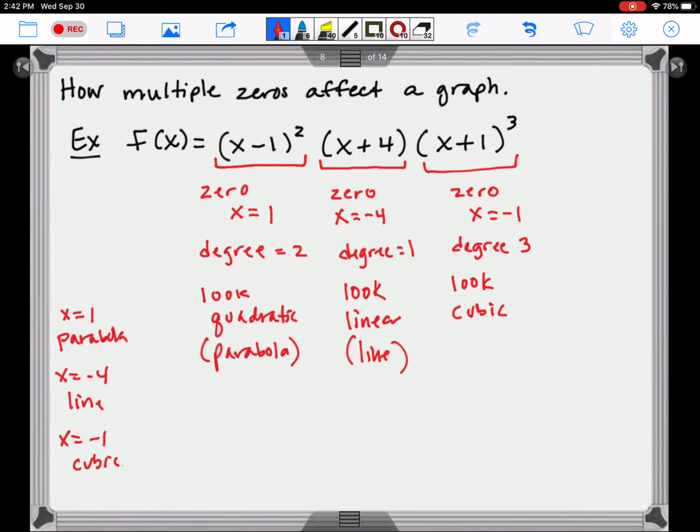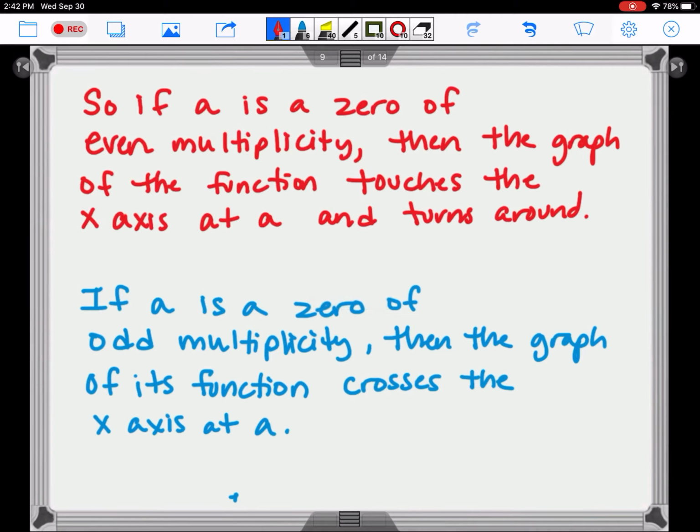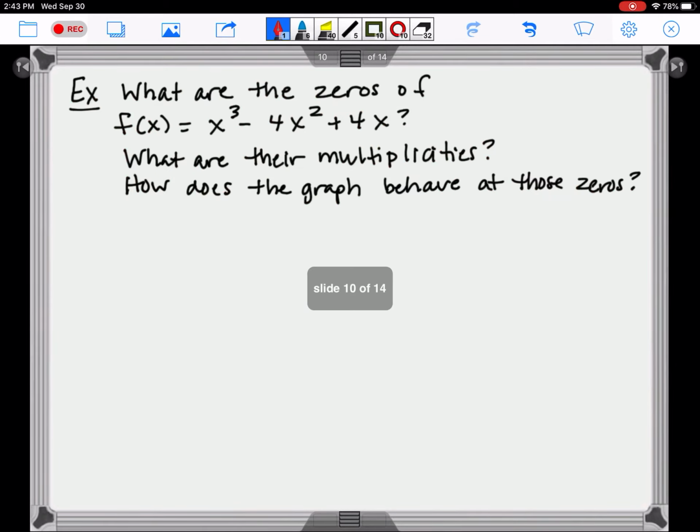All right. So, if a is a 0 of even multiplicity, then the graph of the function touches the x-axis at a, and then it's going to turn around. So if you have an even multiplicity, if the degree is even, it's going to touch the x-axis. If a is a 0 of odd multiplicity, then the graph of the function is going to cross the x-axis. So if you have an odd degree, the graph will cross the x-axis at that 0. All right? So let's take a look at this example.